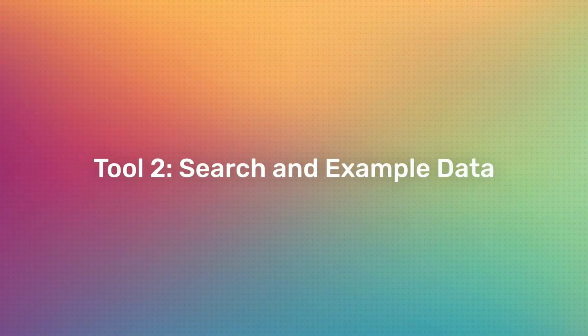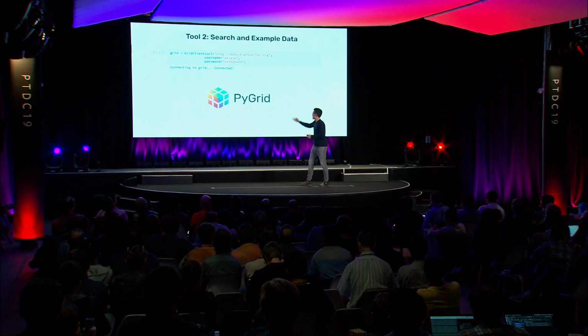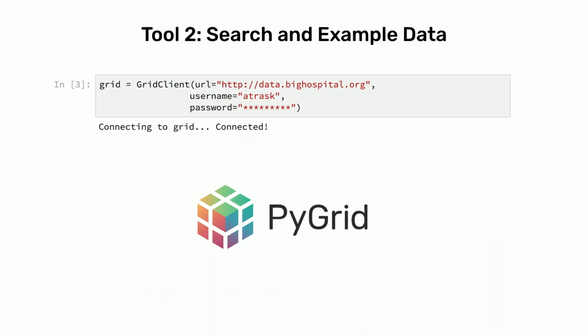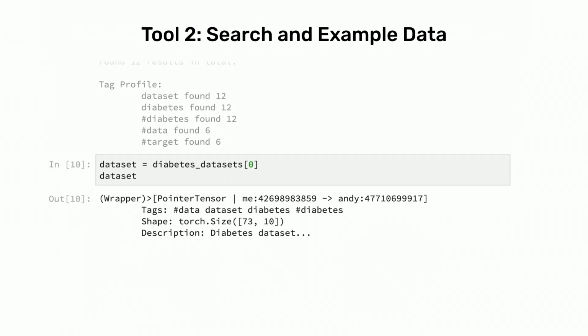Well, there are a few interesting features we can use for this too. A couple of them are search and example data. Let's say we have what's called a grid client. A grid client is just a collection of workers. Previously, we had a worker pointing to, say, a hospital data center. This might be a whole collection of hospitals, and this gives us features such as search. Let's say I wanted to do some sort of analysis relating to diabetes. I can search for a given data set, and I get returned back pointers to this remote data.